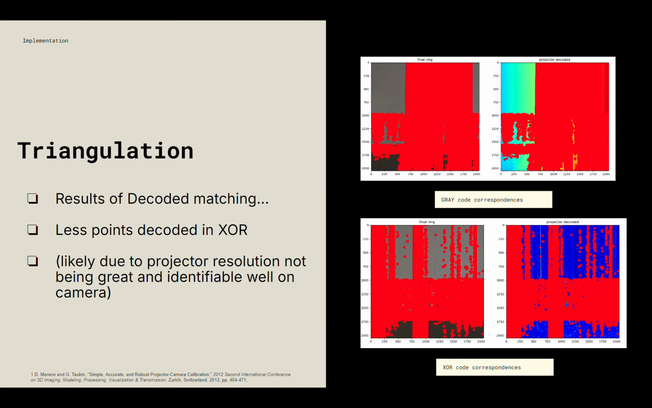This is an image on the right of the decoded points I have from one to another. Not entirely perfect, but as you can see, most of the scene is captured. The XOR code correspondences were a bit more bumpy. I suspect this is because of resolution problems with the strip width that my camera was able to capture in the scene, but it still looked okay.